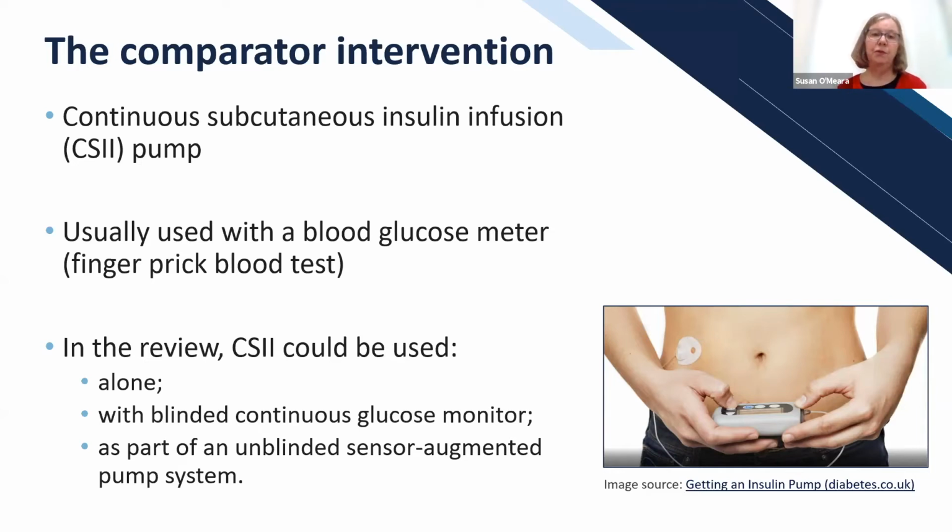And the third option for the insulin pump as a comparator is that it's used as part of an unblinded sensor-augmented pump system. So that means, again, the patient has the glucose monitor there, but they can actually see the readings, and then they would take the decisions about what insulin to provide.